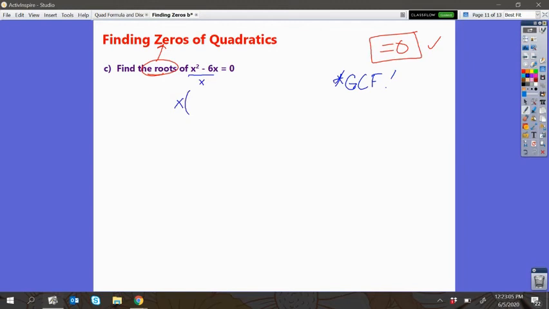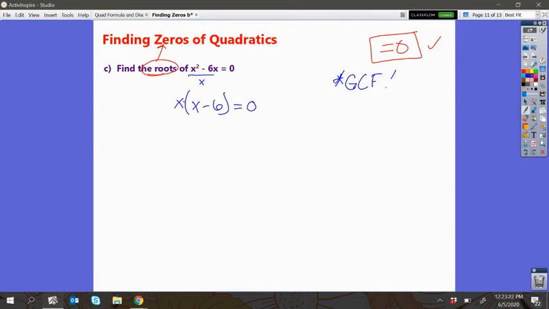So I'm going to factor out an x by dividing, and that leaves me with x minus 6 equals 0. Now this is its fully factored form. There's nothing else that I can do with it. And some students get confused because they don't know where to go from here. But notice I am multiplying two things together to give 0.